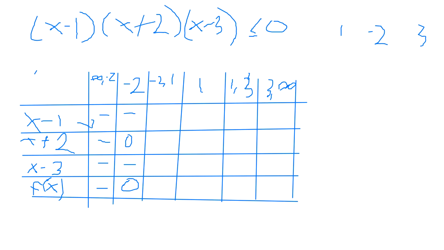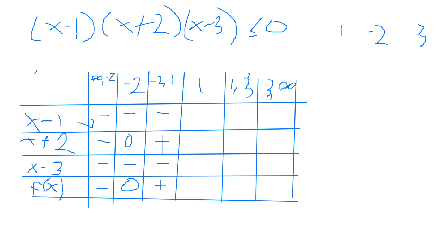Negative. At x plus 2, 0. 2 is positive. Good. Then at x minus 3, negative. Then f of x: negative times positive times negative will give me what? Negative times positive is what? Negative. Negative times negative is going to give me what? Positive. Good.